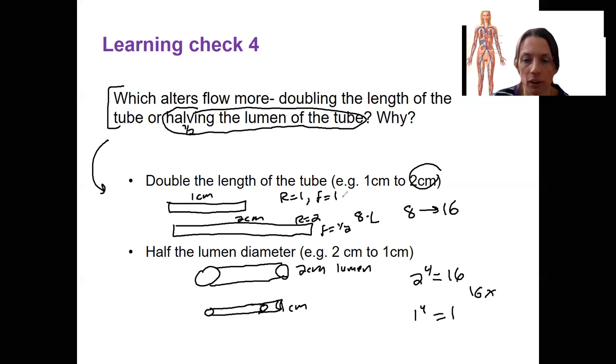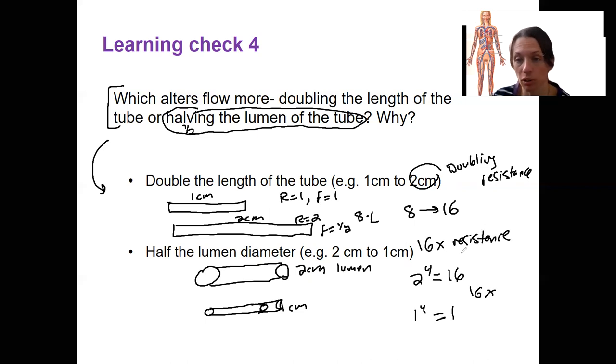So basically here we're doubling resistance. Here we are 16 timesing resistance. And this is just an example of how much more it is. You don't need to know that equation, but this, you can really see it. Changing diameter of your vessel dramatically changes flow. This is going to increase flow as well if you increase that resistance. Okay, hope that's clear.